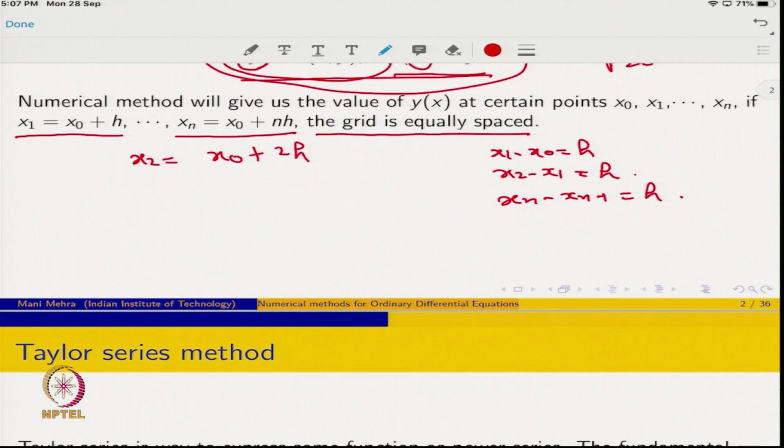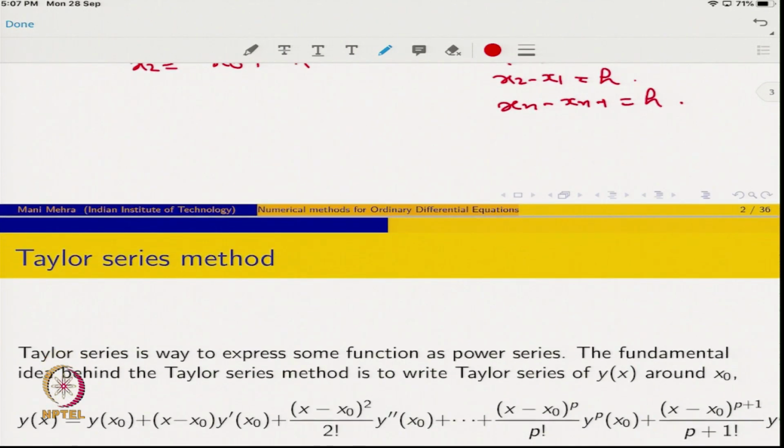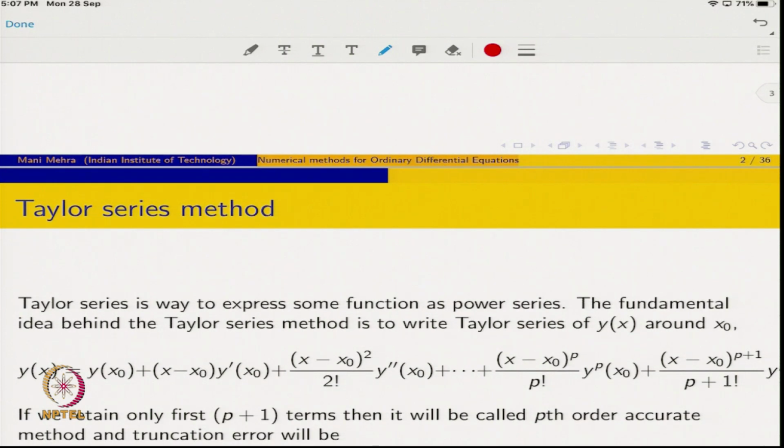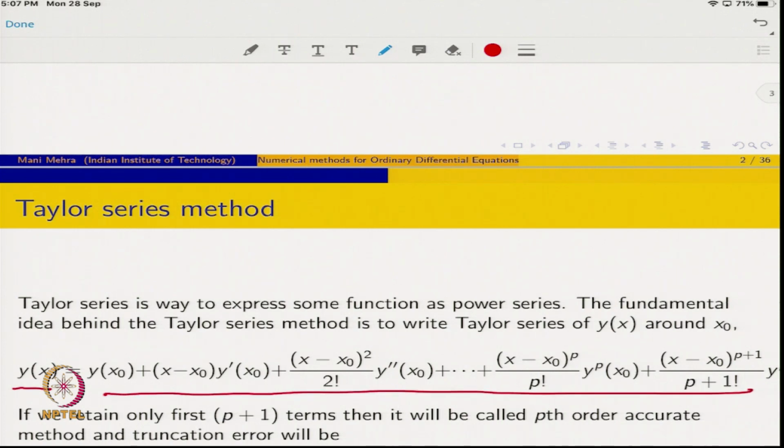but before that let me start with the Taylor series method, which one could see as the oldest method to solve an initial value problem. So, in the Taylor series method, what we do is express y(x) with the help of a Taylor series. We write the Taylor series of the function y(x) around the point x naught.